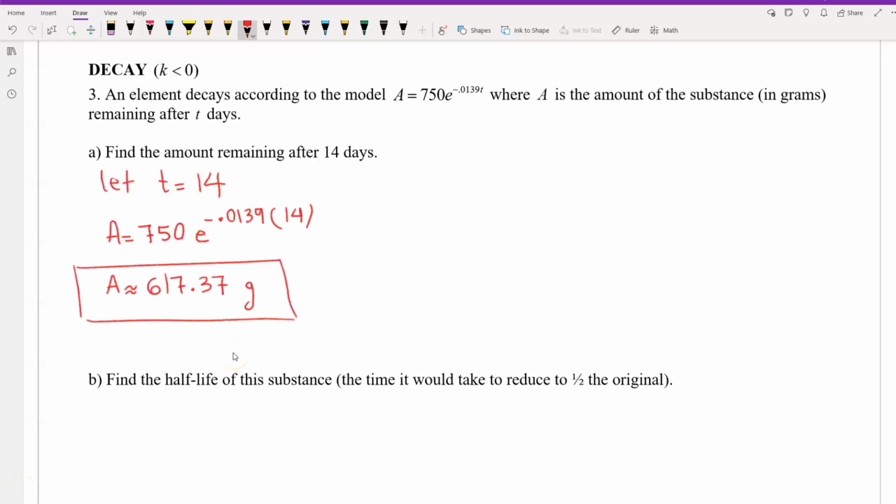So on this part t is equal to 14, and based on the function that was given, A is equal to 750 times e to the power of negative 0.0139 times 14. Using a calculator, rounding to 2 decimal places, the answer is 617.37, and this is in grams.